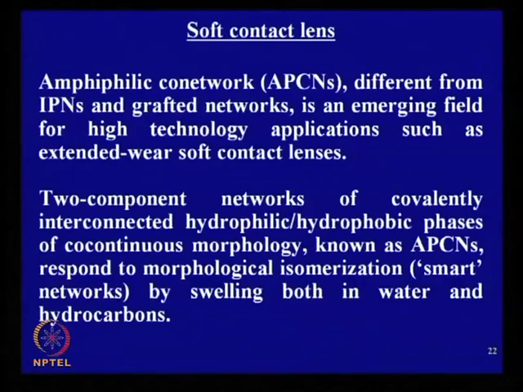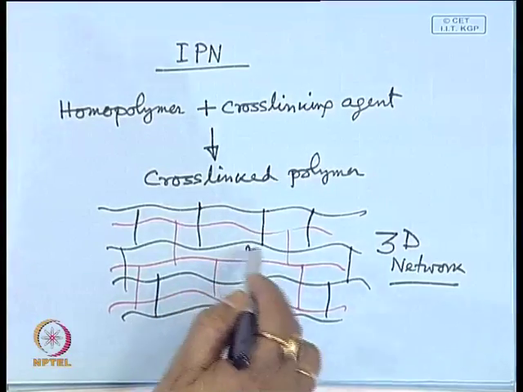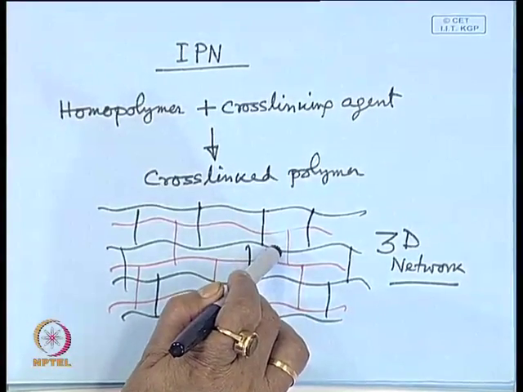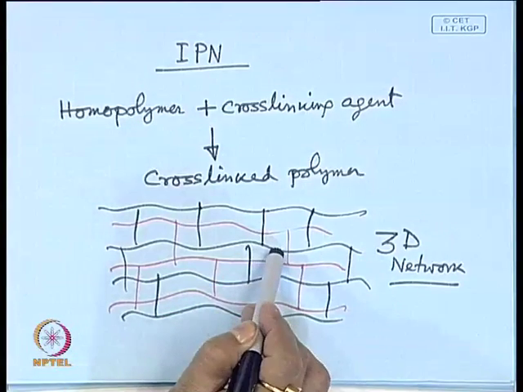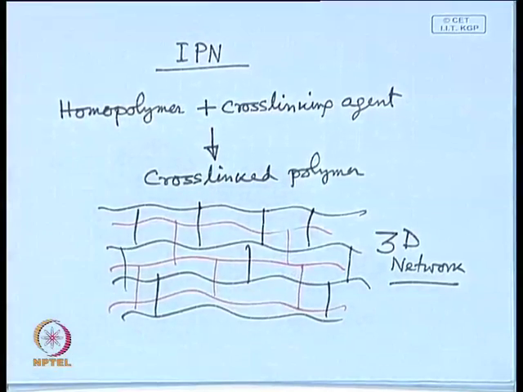It is not always that you have to take this amphiphilic IPN. You can graft a short chain of hydrophobic polymer into the network of hydrophilic polymer. This simple common sense will tell. So, we have hydrophilic, and we want to make it a little bit hydrophobic in character. So, you graft a little bit of hydrophobic polymer at certain locations. So, you can get amphiphilic characteristics.